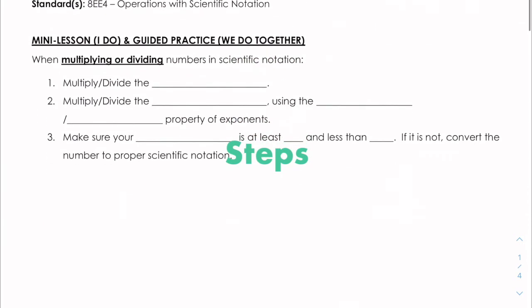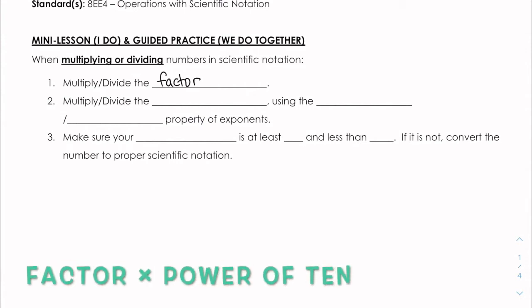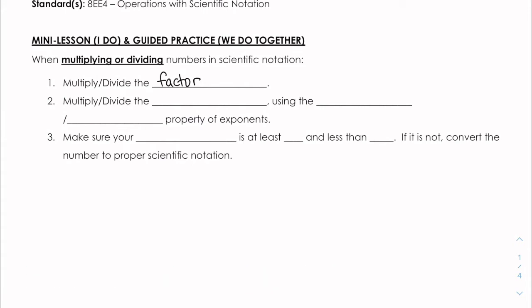So our steps say when multiplying or dividing numbers in scientific notation, step number 1, you want to multiply or divide the factor. Now remember, the factor in a scientific notation number is the first part, right? So you have a factor times a power of 10. You want to then multiply or divide the power of 10 using the product or quotient property of exponents. And then you want to make sure after you've multiplied and divided that your factor is at least 1 and less than 10. And if it's not, go ahead and convert it so that it is in proper scientific notation.